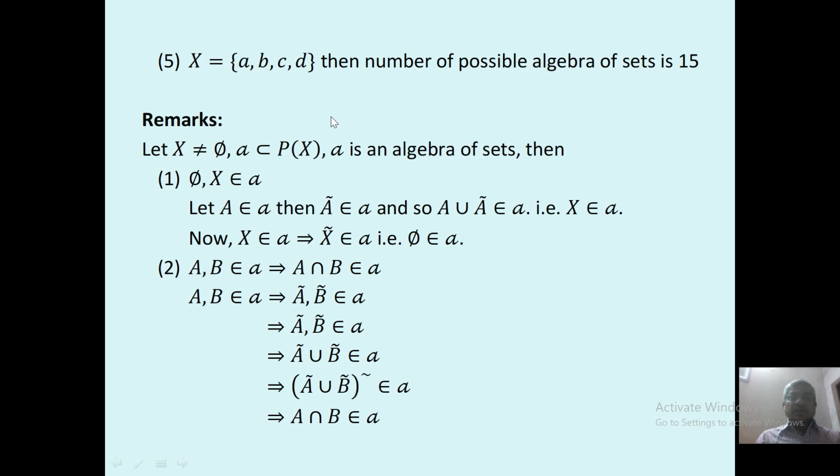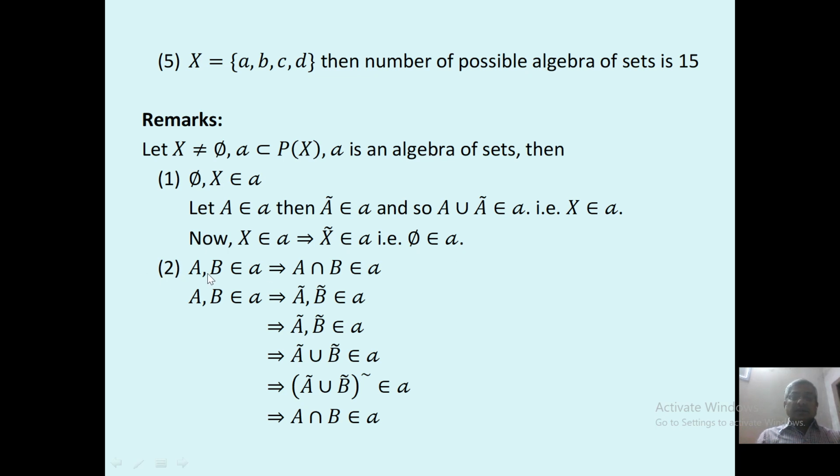Now we will show that the null set is also always a member of an algebra of sets. We have already proved X belongs to script A. So take X belongs to script A. Then by condition number 2, the complement of X must also belong to script A. Complement of X is nothing but the null set. So the null set also belongs to script A. So X and the null set are always members of script A.